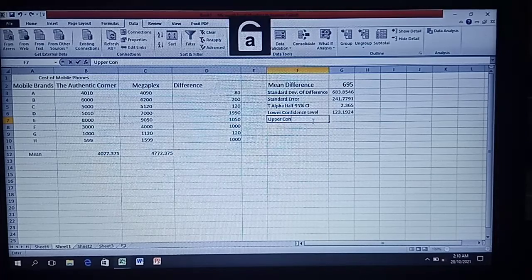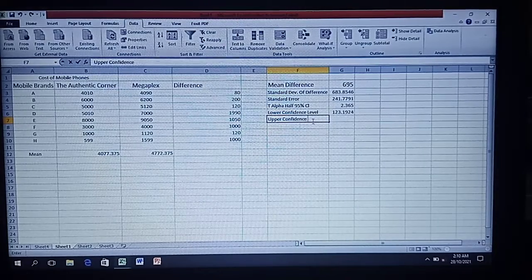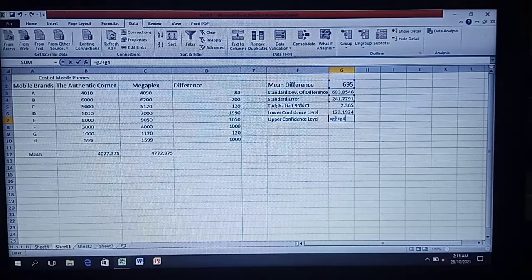And then the upper confidence level. Our upper confidence level is equal to the mean difference plus the standard error times the T alpha. So our upper confidence level is equal to 1266.808.